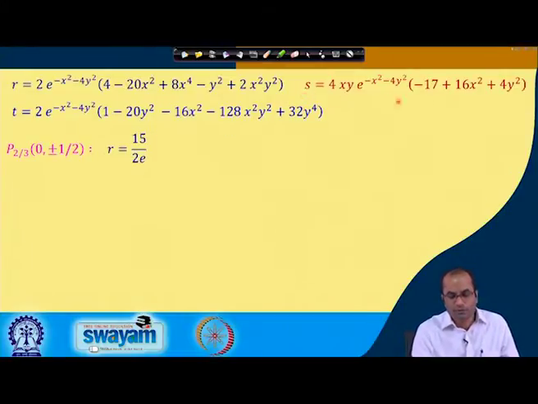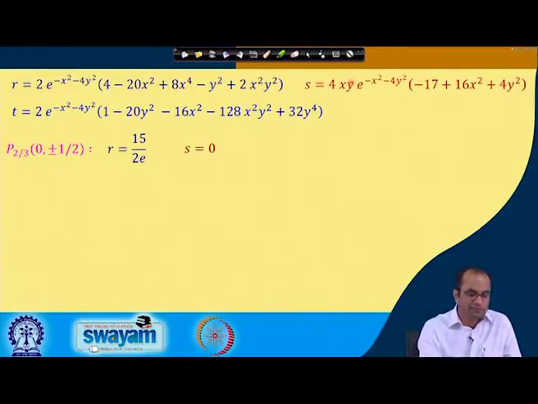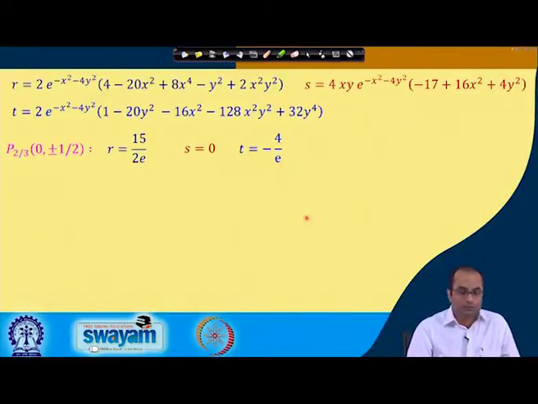Similarly, we can now compute this s and also t just by substituting 0 and plus minus half. When we substitute in this s, since there is a term x and y in the product, when x is 0 the whole term will become 0. So, s is straightforward 0, and for t again we need to substitute this y square here, and these two terms have x, so they will vanish, and here we have this y 4. So, when we solve this, we will get minus 4 over e.